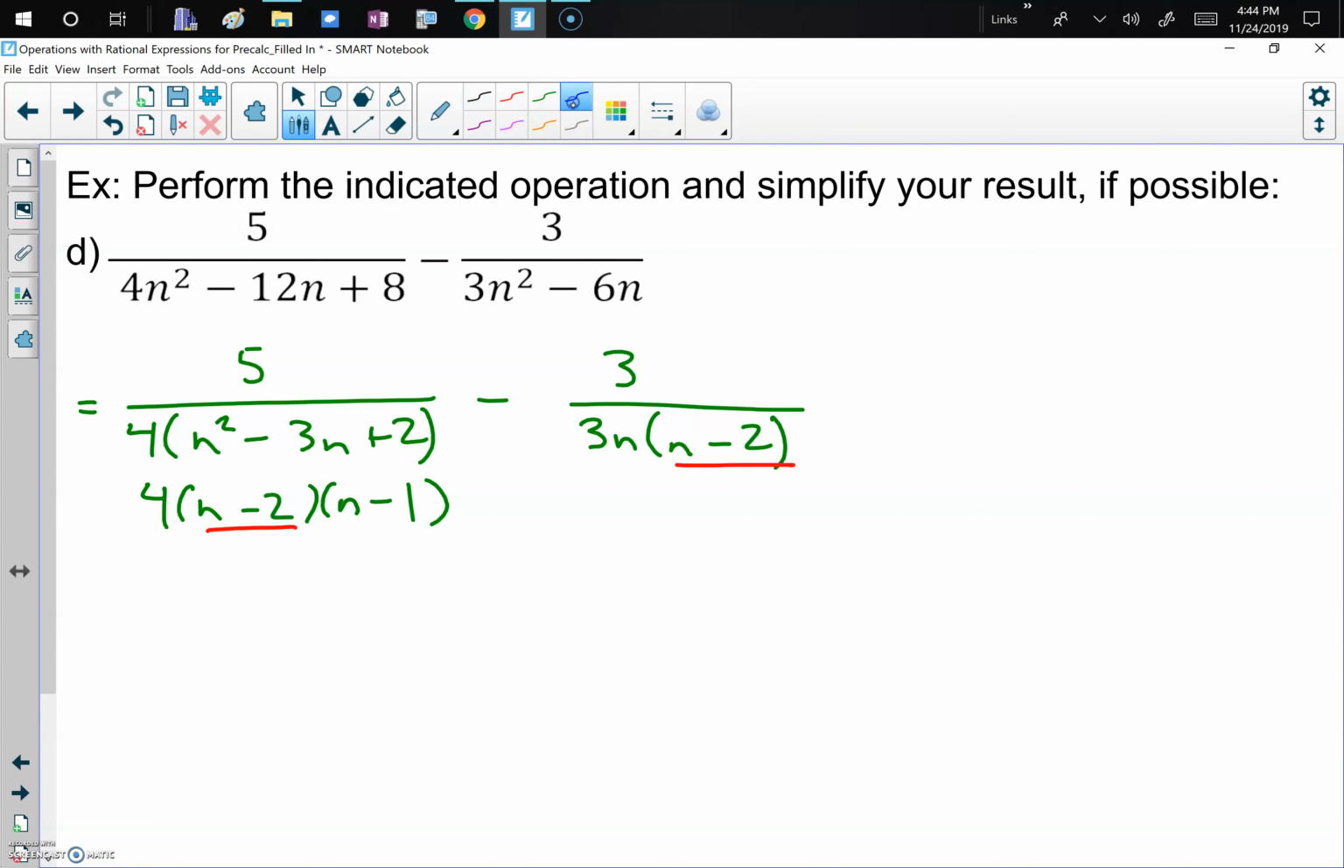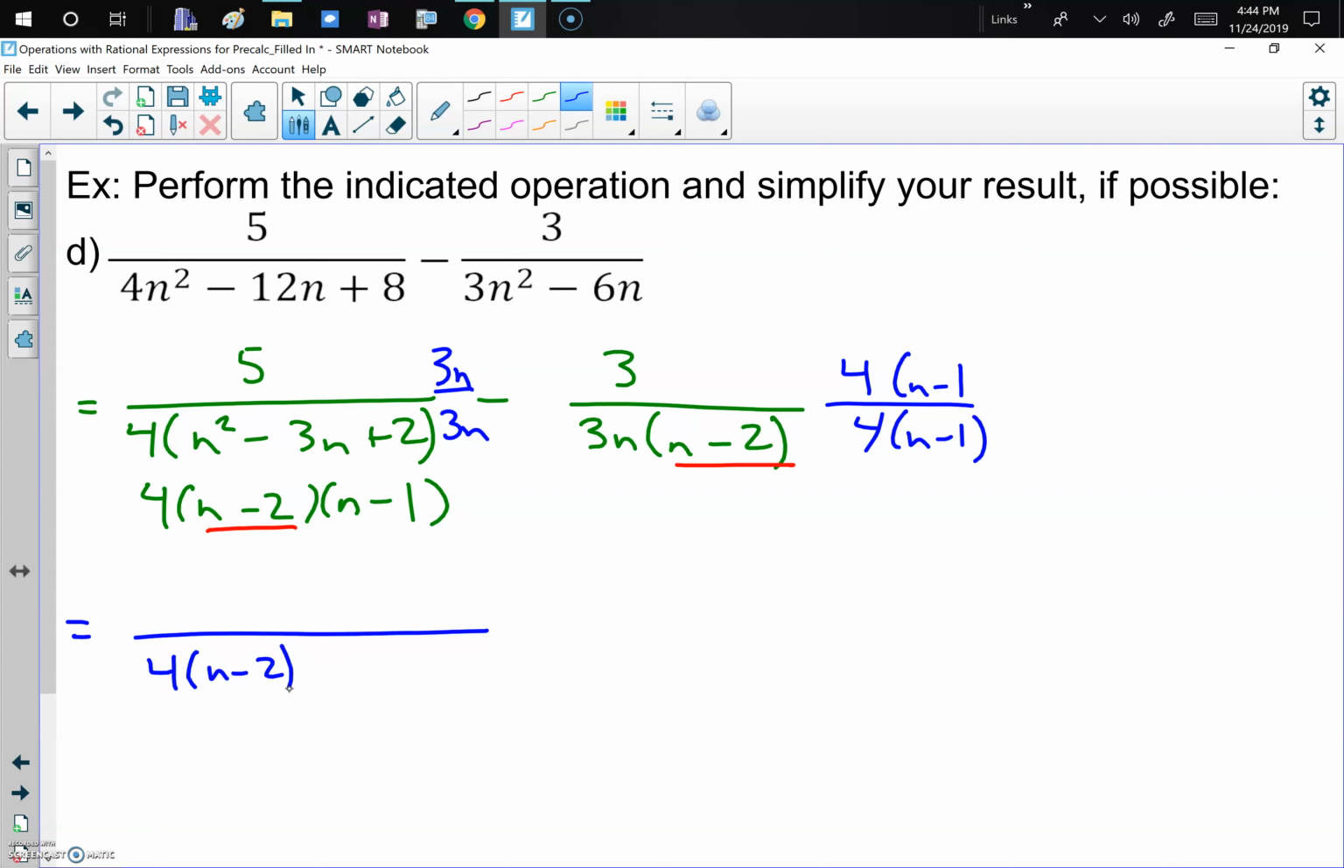And so I need to multiply whatever factors the fraction doesn't share on each side. So looking at my left-hand fraction, what I'm missing is a 3 and an n. So I need to multiply 3n over 3n. And my second fraction, what's missing is the 4 and the factor of n minus 1. So I need to include both of those on my second fraction. So this one is pretty complicated just because we have so many factors within our denominators for these expressions.